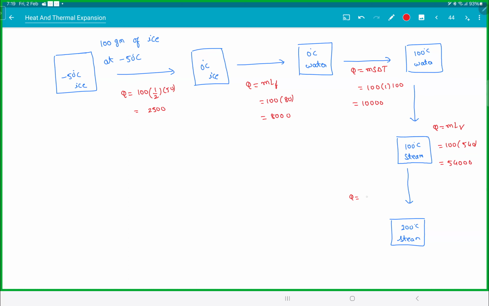And here this guy would be 100. Again, s is half and again 100. How much is this? 5,000. So what's the total heat required? Just add up all of this. 2,500, 10,500, 18,500, 28,500, 82,500, 87,500. Check.